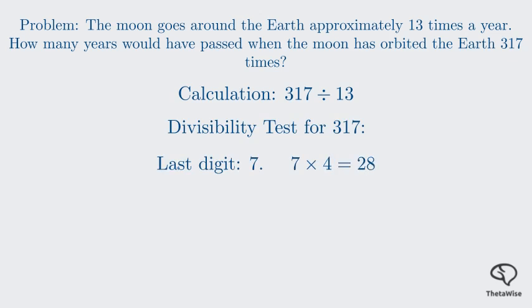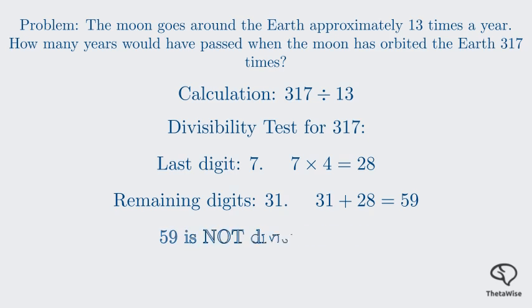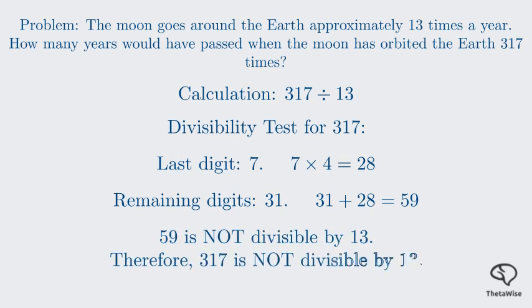Now, we add this to the rest of the number, 31. 31 plus 28 is 59. Is 59 divisible by 13? No, it's not. 13 times 4 is 52, and 13 times 5 is 65. So, 317 is not divisible by 13. This means our answer will not be a whole number of years.